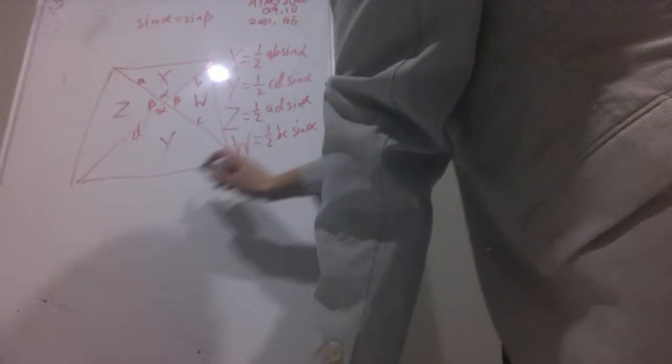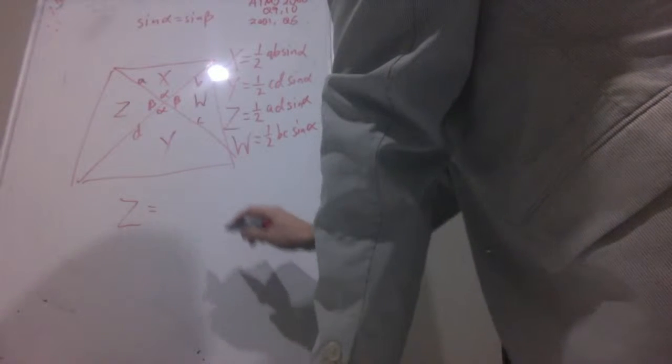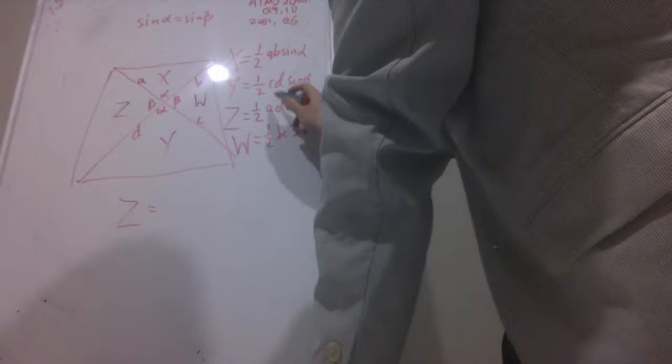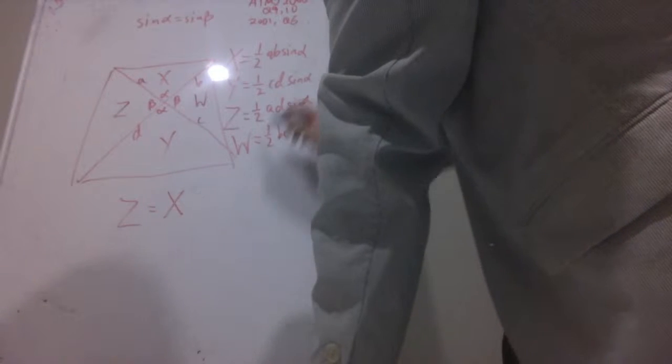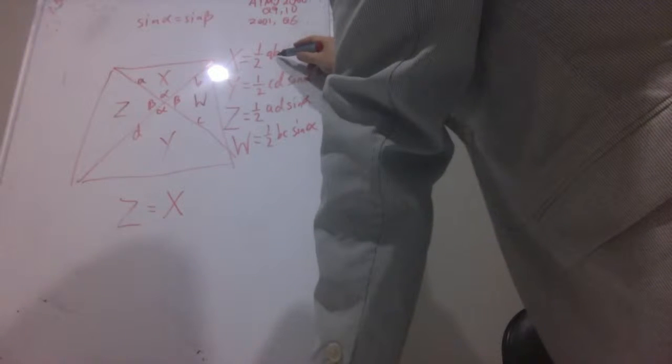So for example here, z equals x, but it's no longer b, it's d, so times it by d over b. The d over b is this ratio, d over b. And then w, you can also write it as x.